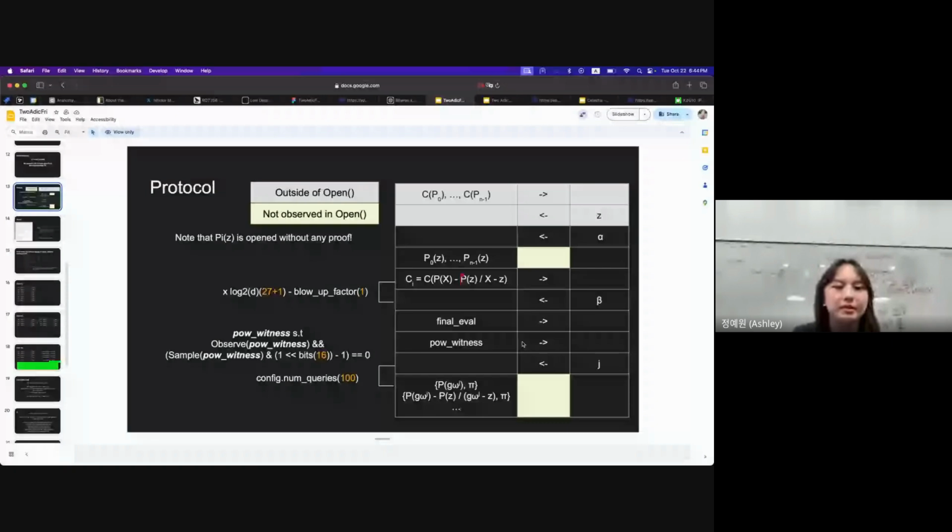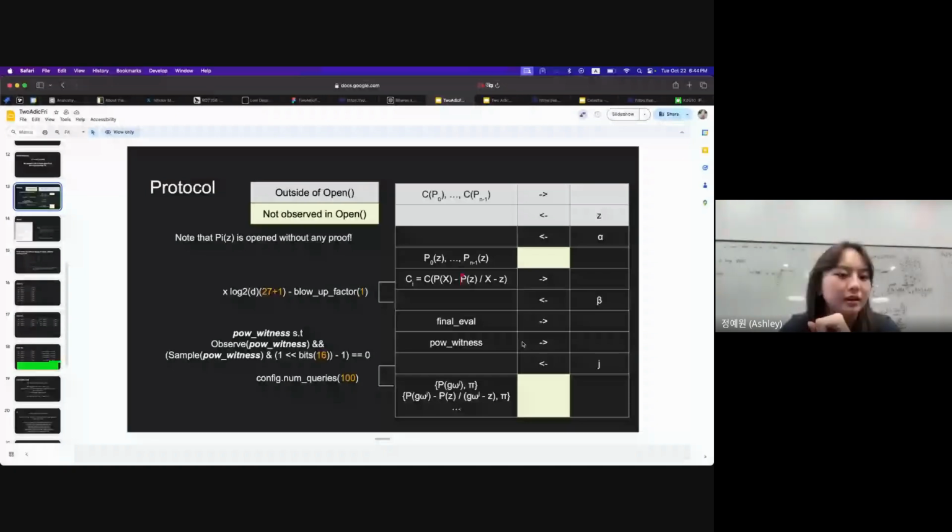Yeah. This random value for the linear combination was also explained by Ryan in this protocol. We get a zeta here from these commits, but we also get an alpha. And this alpha is used to linearly combine all these polynomials' evaluations. So this is batch-fri.